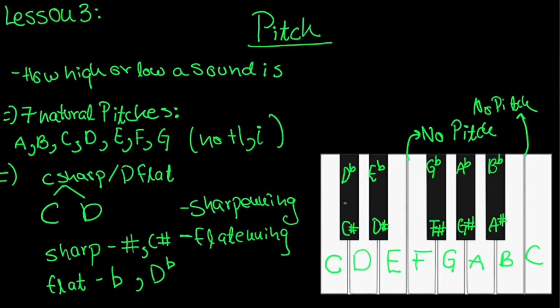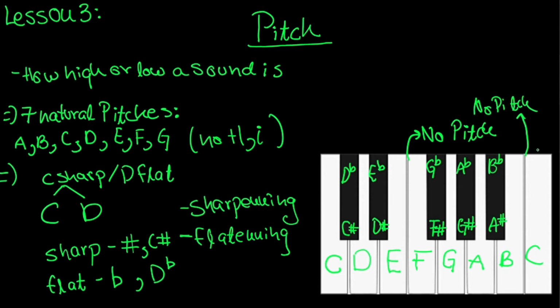So always think of it with this logic: C sharp is a slightly higher version of C and D flat is a slightly lower version of D. Same note, same pitch, but you can think of it as a slightly higher version of C or a slightly lower version of D. And this continues, but there is no pitch, no key, in between E and F, and no pitch or key between B and C.